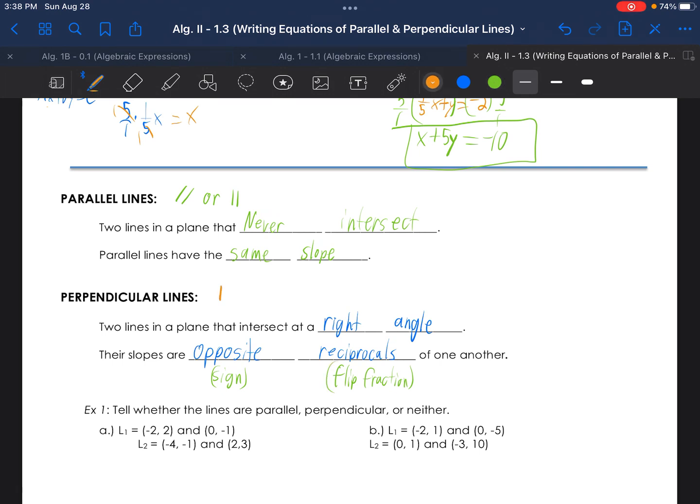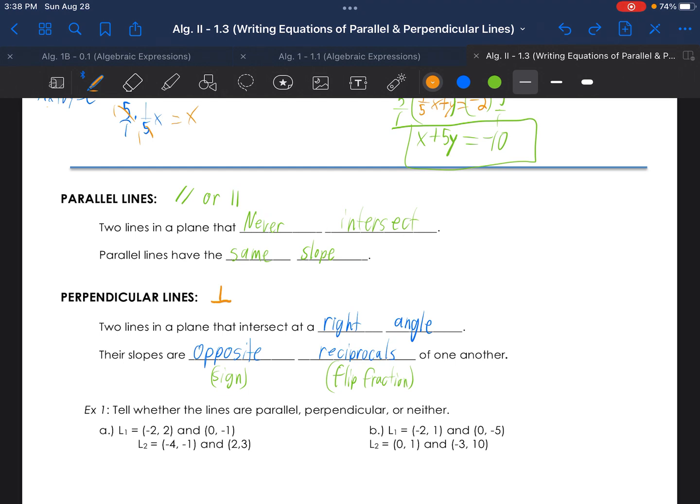The symbol for perpendicular lines is an upside down T. So it kind of looks like perpendicular lines if you were to continue that down, but we don't want to do that because then it looks like a plus sign. So we just go with the upside down T.